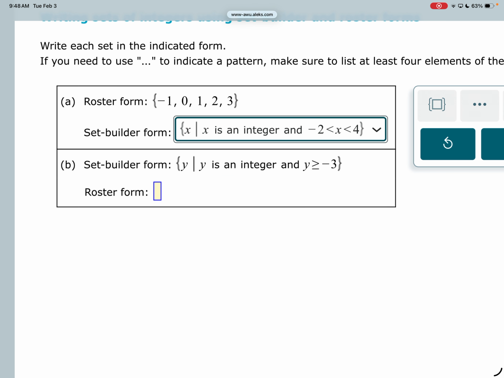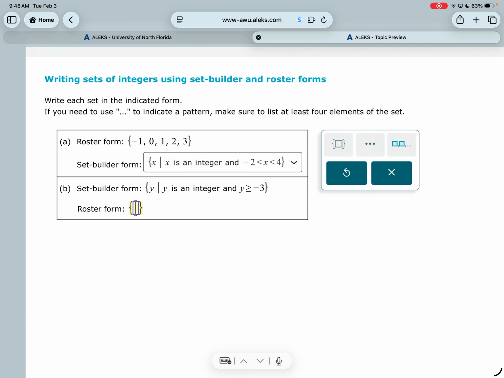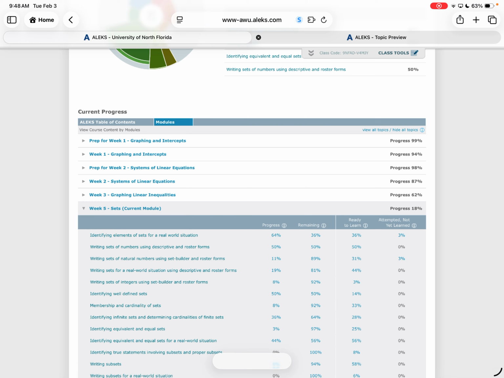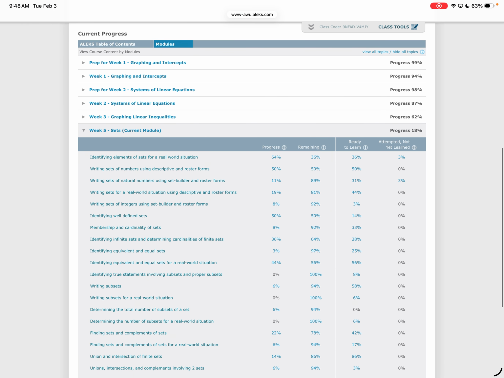Okay? And then y is an integer greater than or equal to -3. Greater than or equal to means you include it. Just got to be careful with the greater than or equal to. You do 4 of them, and then put your ellipses. That looks right to me. Okay. So just be careful with your greater than and greater than or equal to on those.